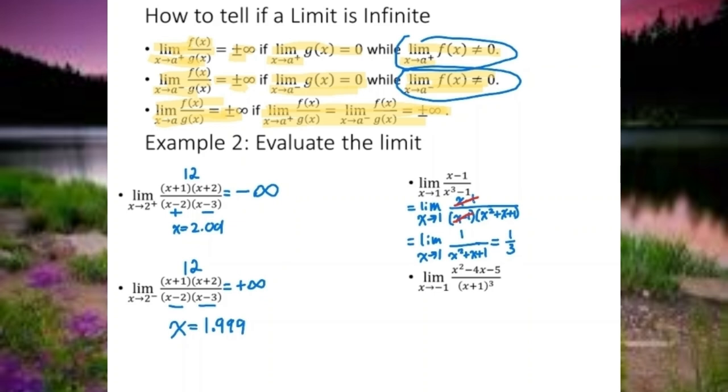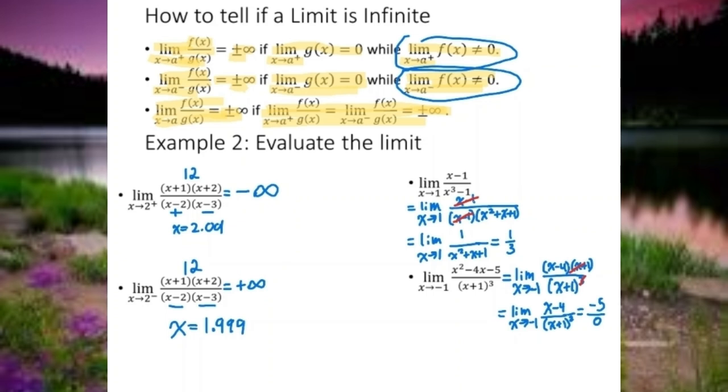In our next example, we have the limit as x approaches negative 1 of x squared minus 4x minus 5 all over x plus 1 cubed. Once again, if we do the direct substitution, we do obtain the 0 over 0 indeterminate form. So we do need to try to rewrite our equation. And we have x minus 5 times x plus 1 all over x plus 1 cubed. Now we can cancel out an x plus 1, and we get x minus 5 all over x plus 1 squared. If we tried the direct substitution again, we will get negative 6 over 0, which does indicate that our limit does not exist.